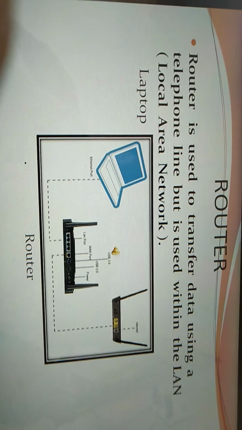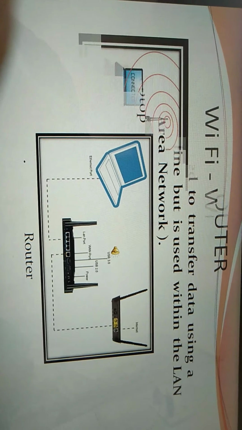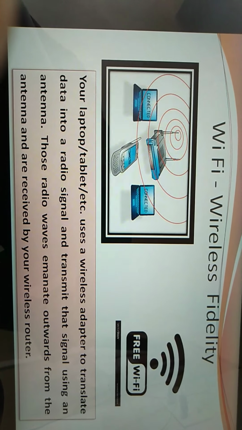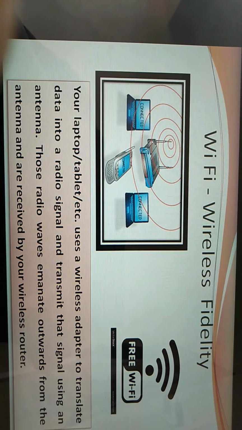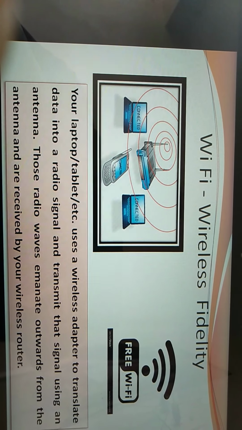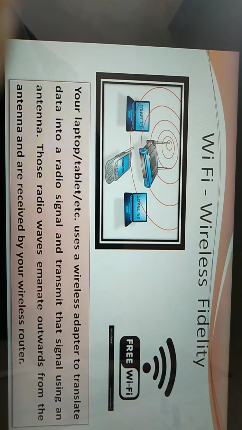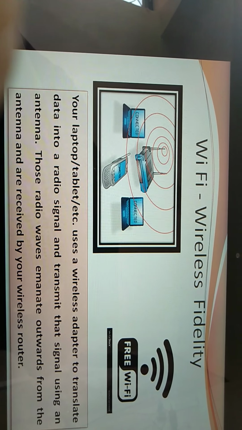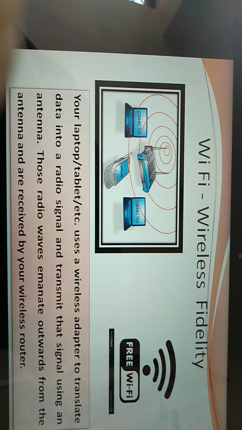That is how you get the connection. Next is Wi-Fi. Full form of Wi-Fi is wireless fidelity. Now what is Wi-Fi connection, children? Something which is wireless, which does not have any wires. It works on the basis of radio signals, radio waves.